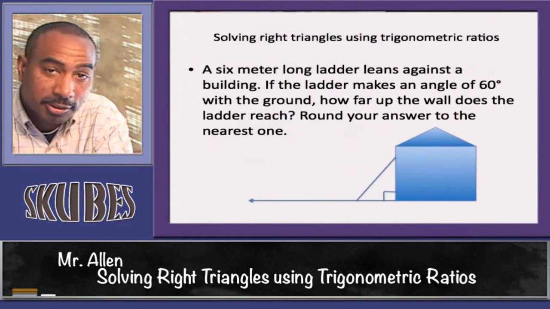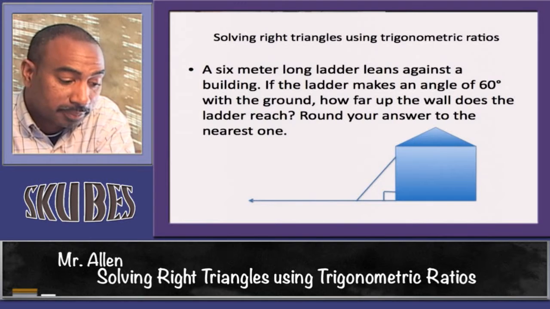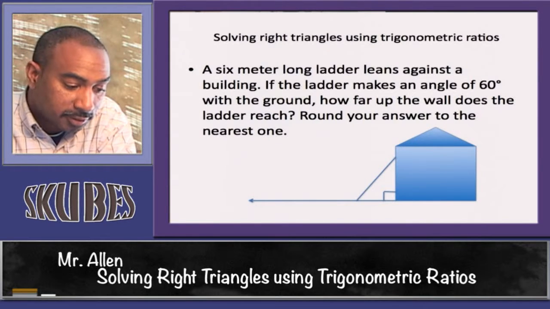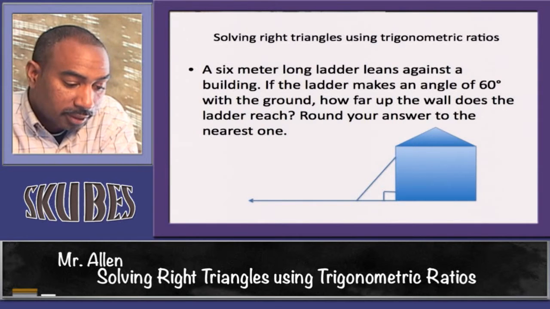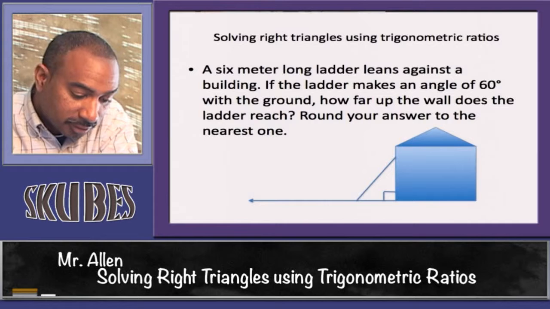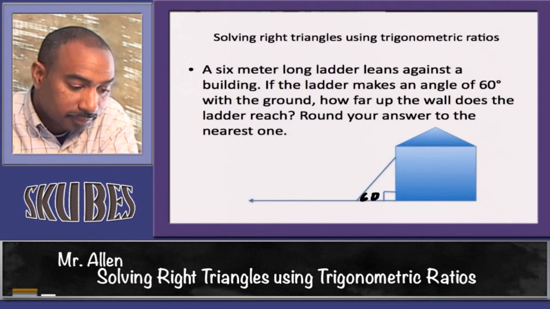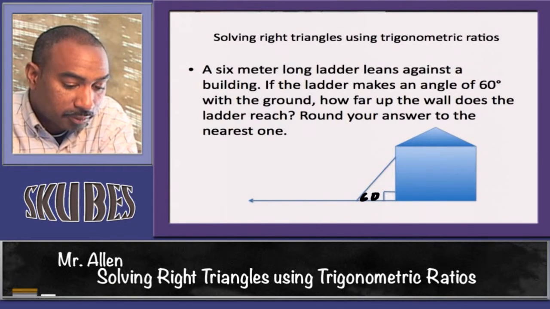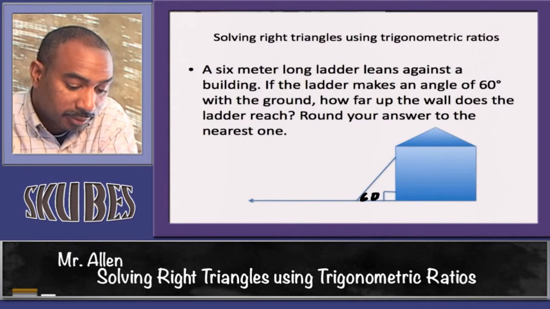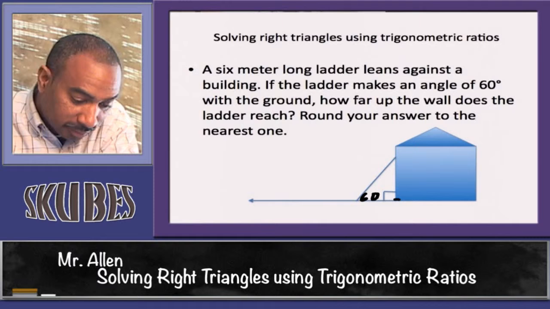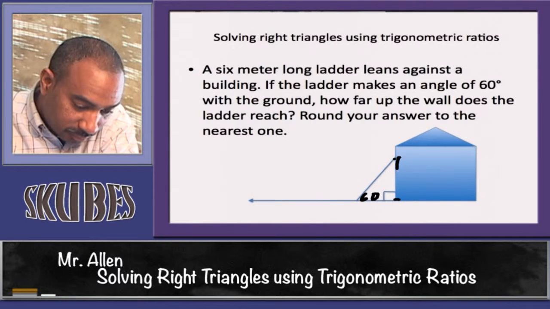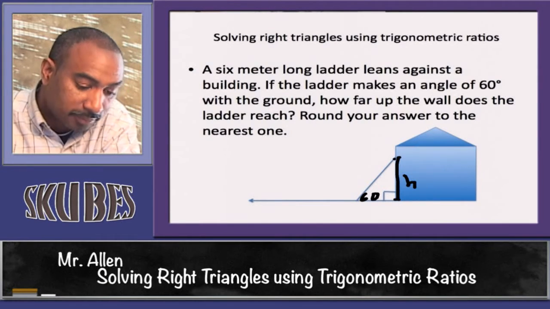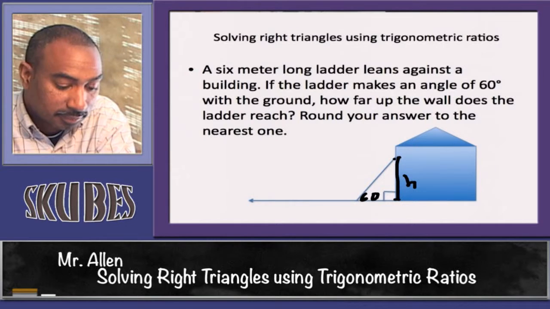All right, let's look at an application of this in a real-life problem. A 6-meter-long ladder leans against a building. If the ladder makes an angle of 60 degrees, so let's say it's 60 degrees here, with the ground, how far up the wall does the ladder reach? Round your answer to the nearest one. So here's the ground. You want to know what the height is. That's what you want to know. How far up does the ladder reach?